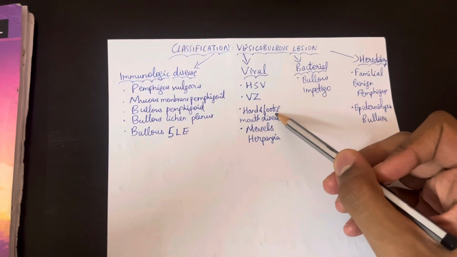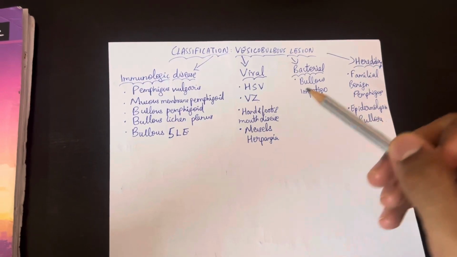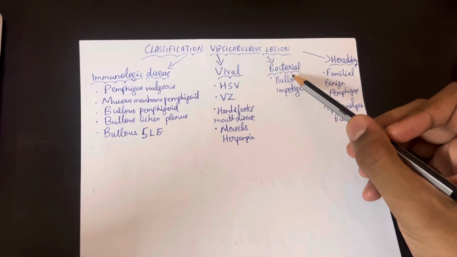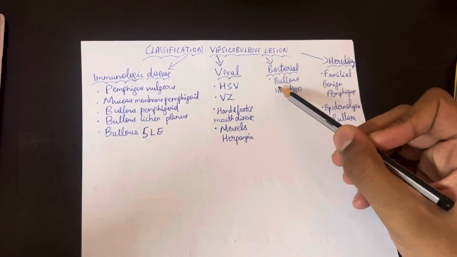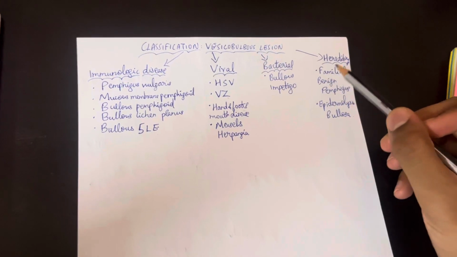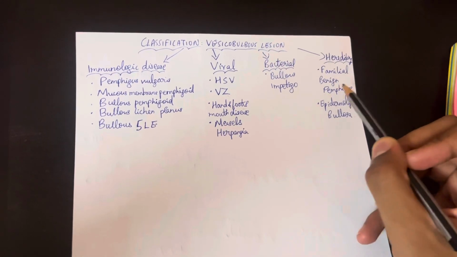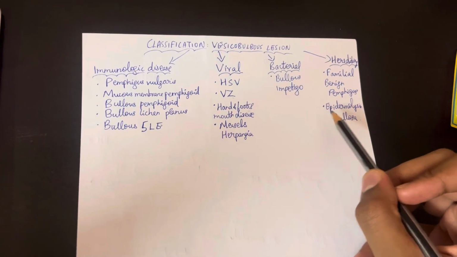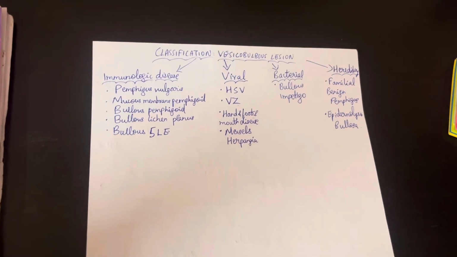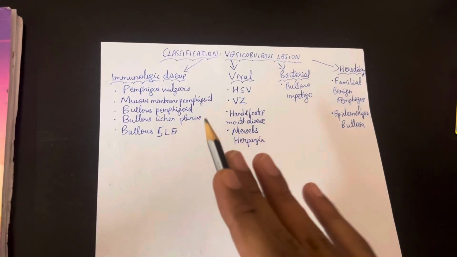This is usually seen in cows. Okay. Under bacterial we have bullous impetigo, and then hereditary, that is familial benign pemphigus and epidermolysis bullosa. So this is the classification of the vesiculobullous lesions.